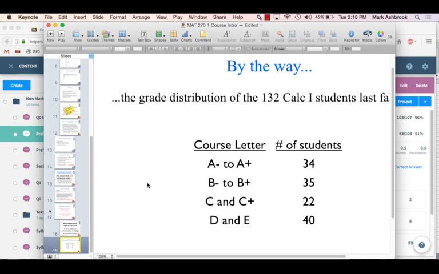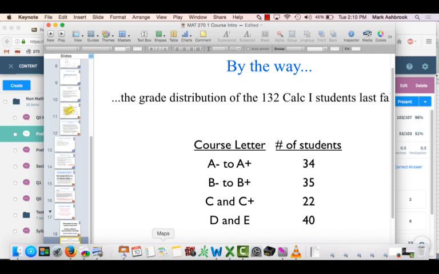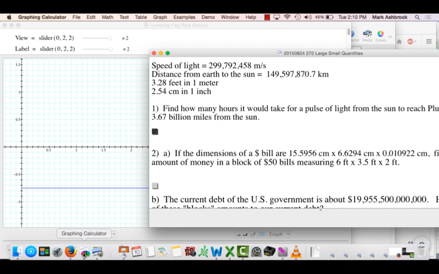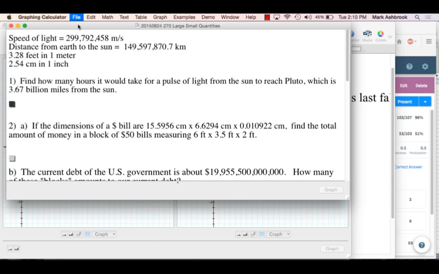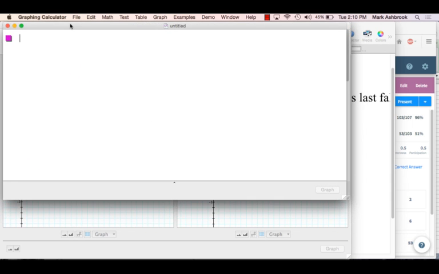Let's do some math. So you read some about large and small quantities. If you have your laptop and you want to get out GC, some of you had recitation yesterday, and you started working in GC. Is that right? Those who had recitation yesterday, you opened up GC, you started working with it. Okay, if you haven't, when you open GC, you should get a window like this.